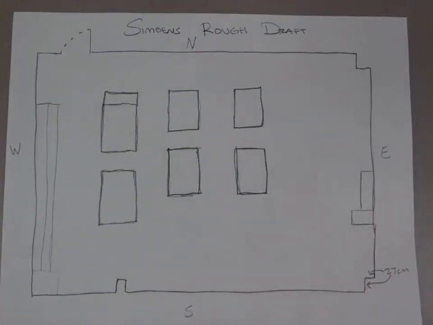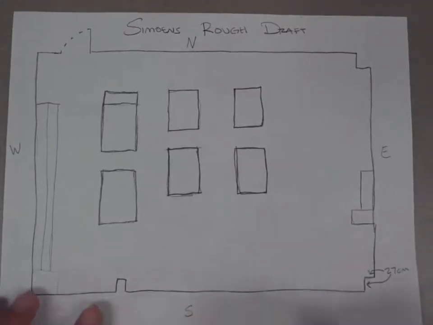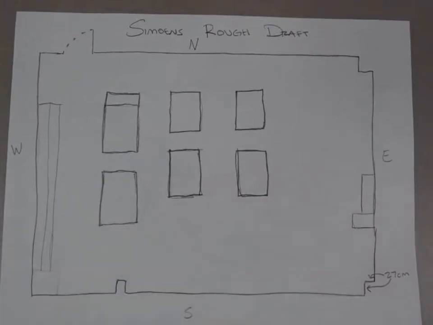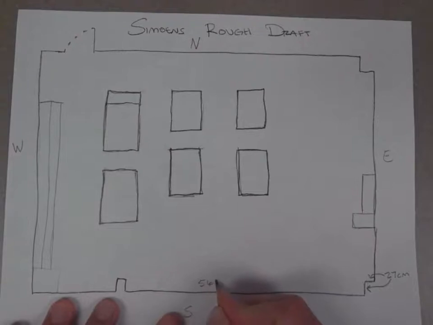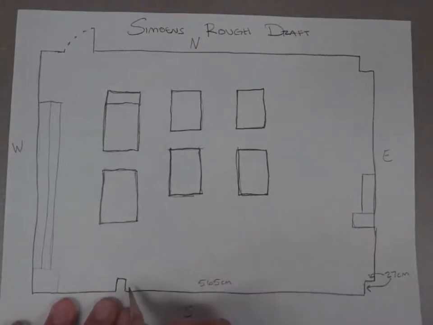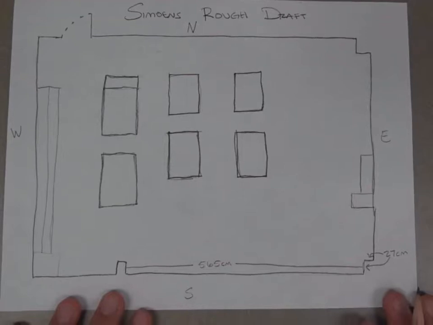Okay. And then when I go along the bottom, I measured from the side of that little beam that juts out all the way to this beam right here. And in between that is 565 centimeters. So the way I mark it is just a line connecting the two endpoints. Okay, so that was 565 centimeters.